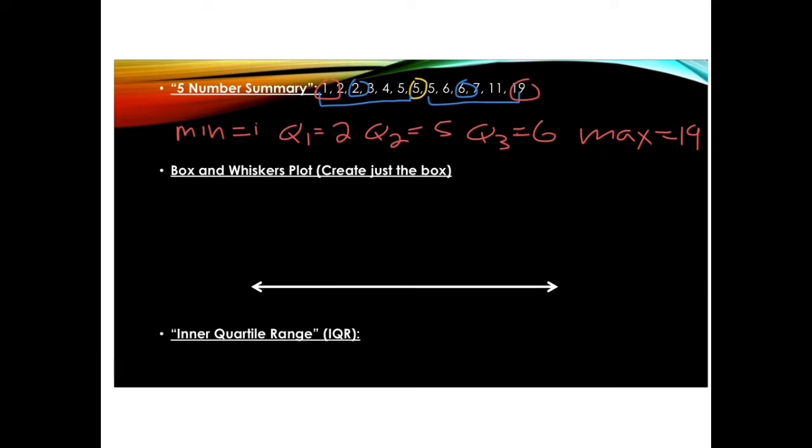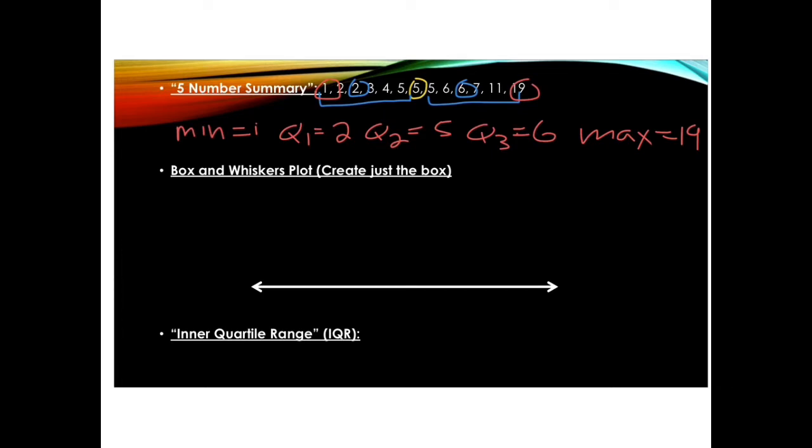The exact middle number is 5, so that's our median, Q2. And then once we have our median, we have the lower portion and the upper portion. For our lower portion, the median is going to be 2, which is then Q1, our lower quartile. For the upper portion, the median is going to be 6, which is then Q3, our upper quartile. And then finally, we have our max of 19 and our min of 1. Now we're going to take those numbers and set up a box and whisker plot.